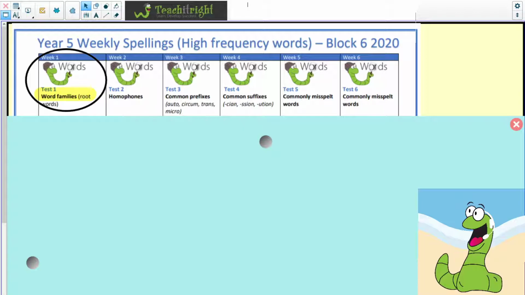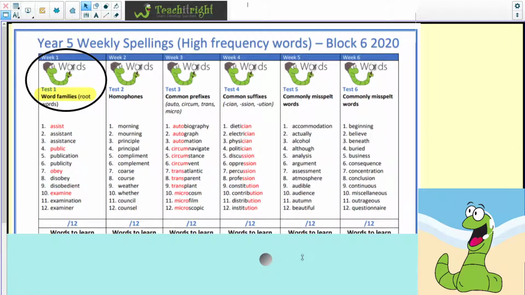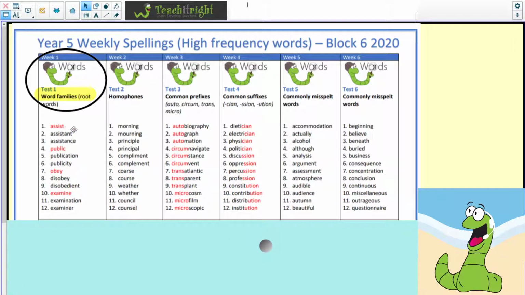What I'm going to do now is reveal those words. So if you do want to pause it just because you just want to double check, then you can, but I am going to now show you what those words were. So there we are. We've got 12 words. We've got assist, assistant, assistance, public, publication, publicity, obey, disobey, disobedient, examine, examination, and examiner.